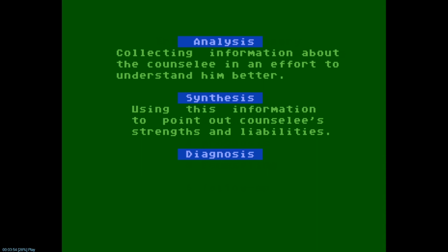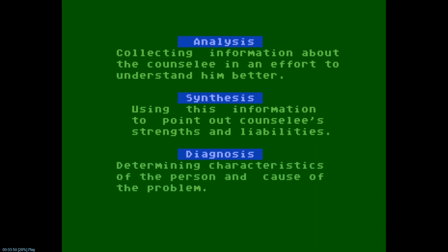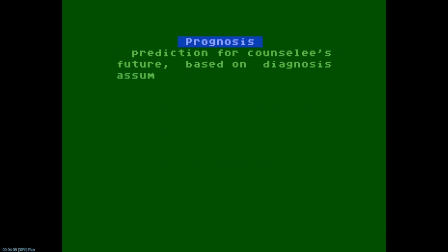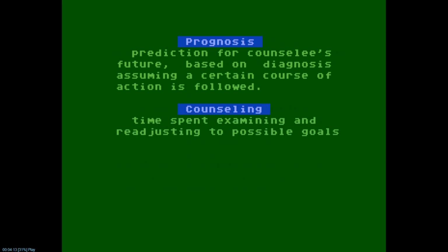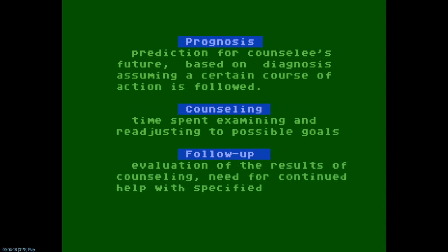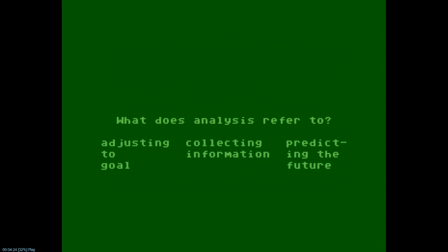Diagnosis, as in the practice of medicine, is determining the characteristics of the person and the cause of the problem. Prognosis is a prediction for the counselee's future based on the diagnosis, assuming a certain course of action is followed. Counseling is the period of time spent examining and readjusting the possible goals. Follow-up is the evaluation of the results of the counseling and the need for continued help with the specified problems. What does analysis refer to?